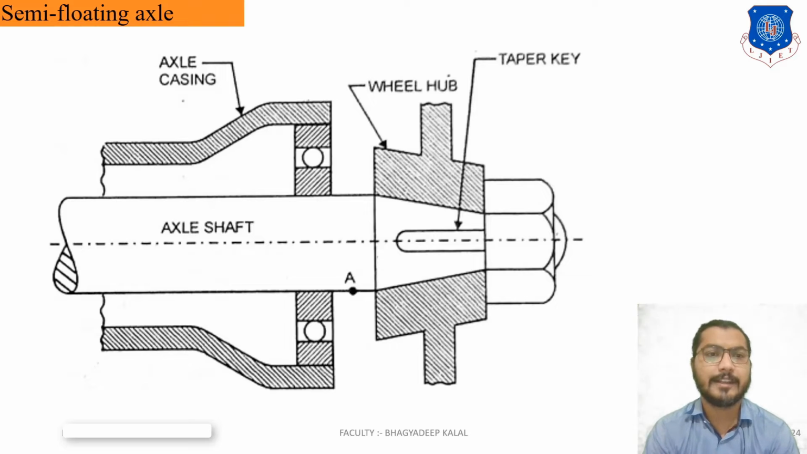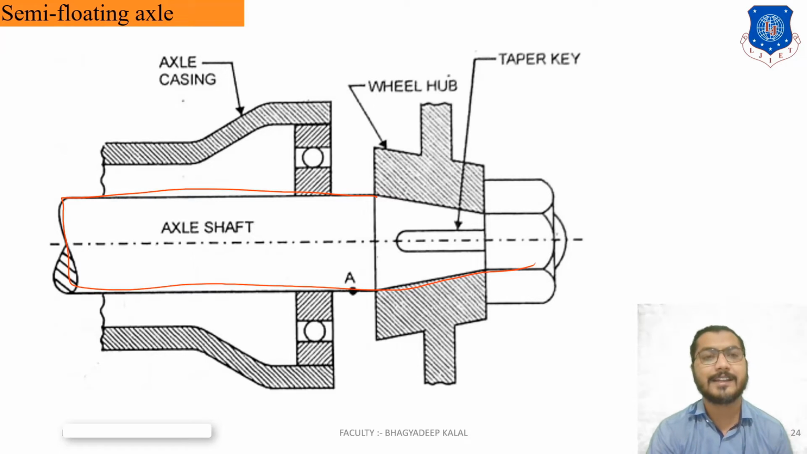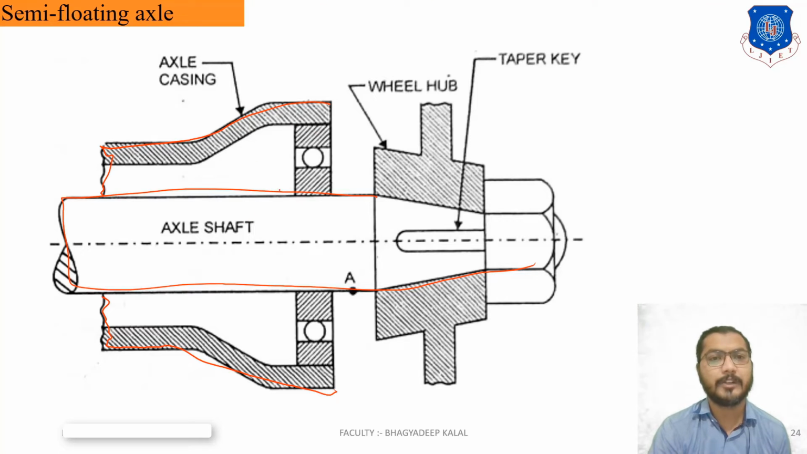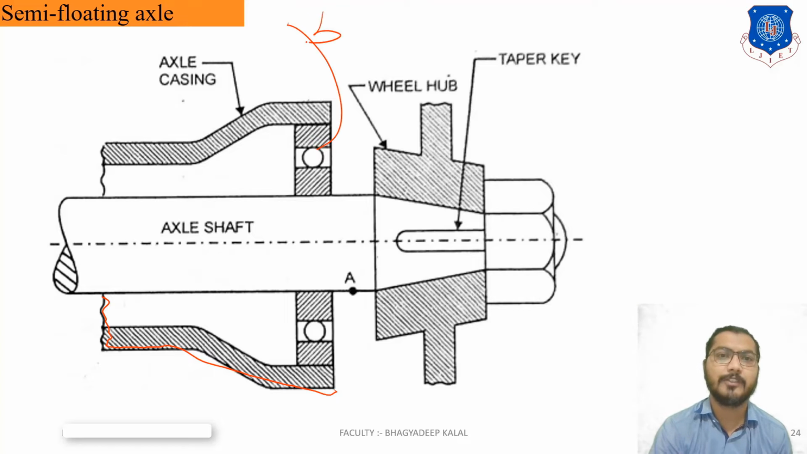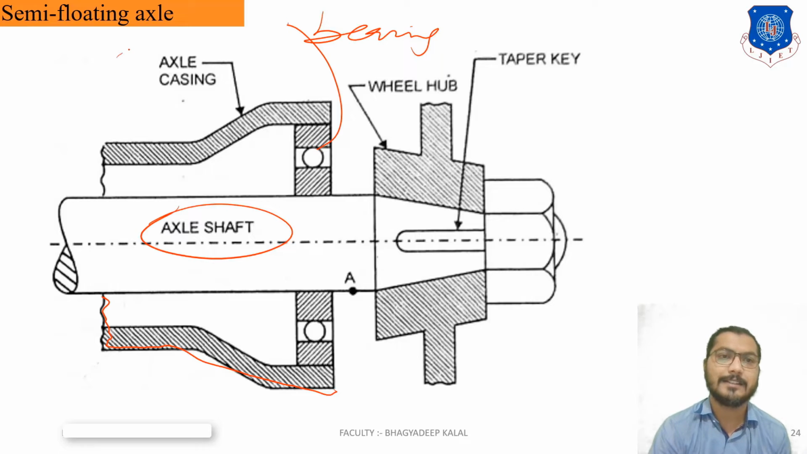In the semi floating axle, this is our axle shaft, on which the axle casings are provided. That means the axle shaft is provided inside the axle casing. This diagram is nothing but the cross sectional view of the semi floating axle. Between the axle casing and the axle shaft, one bearing is provided, a roller bearing or we can say a ball bearing, as shown in the figure, so that it can rotate freely.